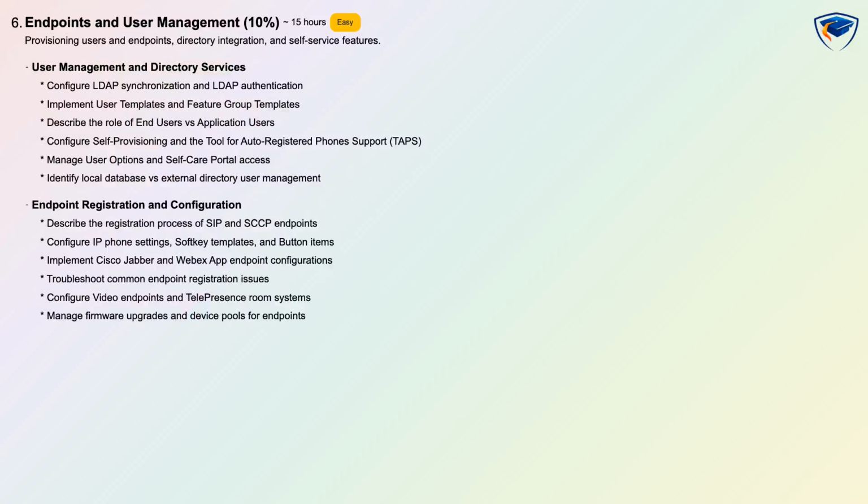Endpoints and user management is 10%, easy difficulty, and requires about 15 hours of study with hands-on and conceptual assessment. You will configure LDAP synchronization and authentication, use user and feature group templates, and distinguish end users from application users. The syllabus covers self-provisioning and tabs, user self-care options, and the difference between local and external directory management. Endpoint topics include SIP and SCCP registration, IP phone settings, softkeys and buttons, Cisco Jabber and WebEx app configuration, video endpoint management, firmware upgrades, device pools, and common registration troubleshooting.